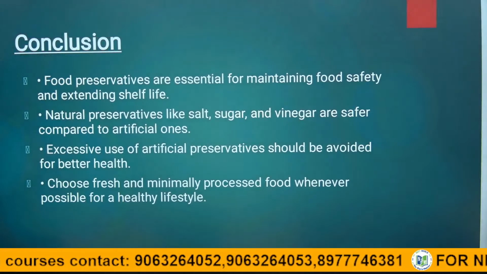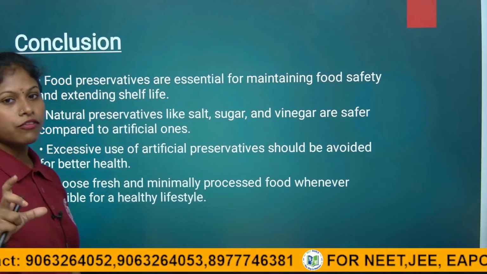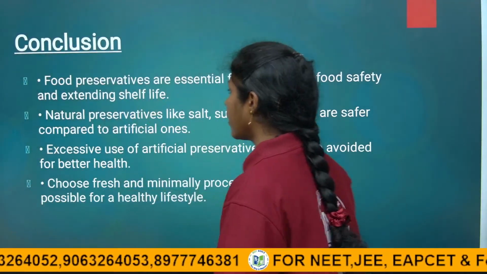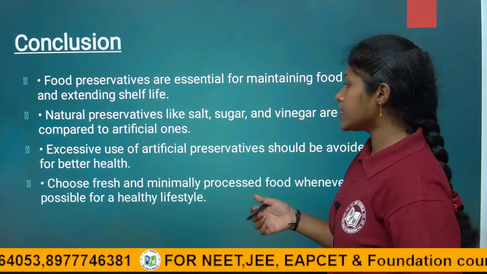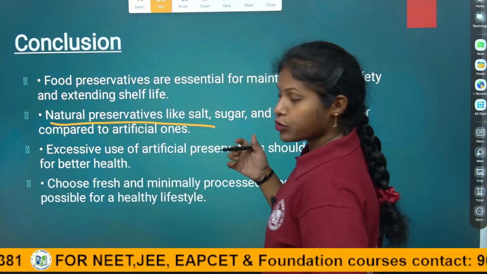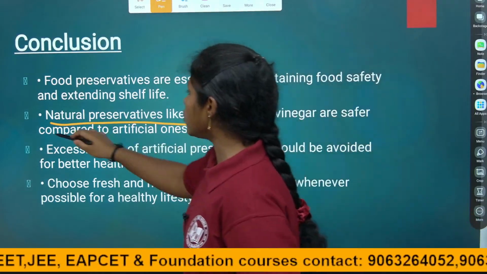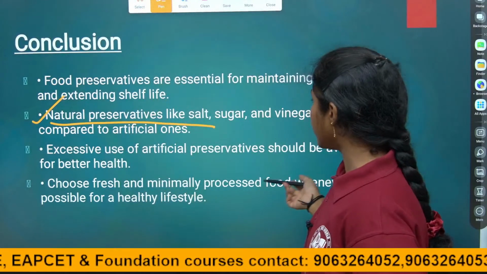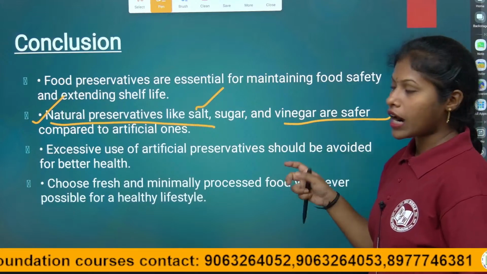So here is the conclusion. Food preservation is essential for maintaining food safety, and it is okay to use it. For exportation and importation, it is necessary. We have to look at natural preservatives only, like salt, sugar, vinegar. These are safer compared to the artificial ones.